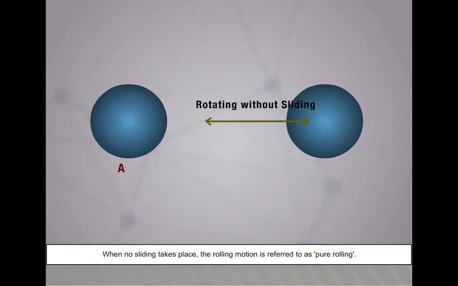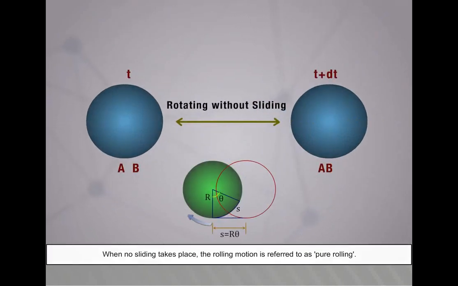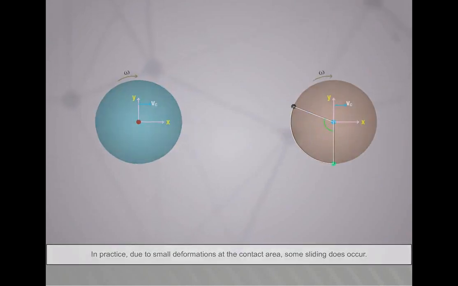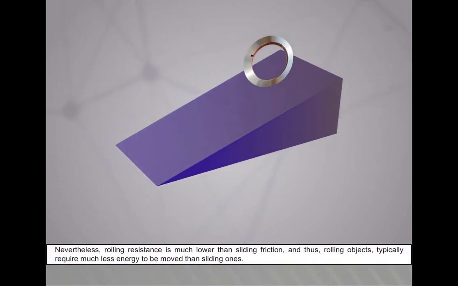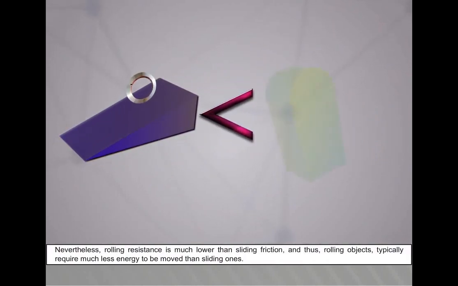When no sliding takes place, the rolling motion is referred to as pure rolling. In practice, due to small deformations at the contact area, some sliding does occur. Nevertheless, rolling resistance is much lower than sliding friction, and thus rolling objects typically require much less energy to be moved than sliding ones.